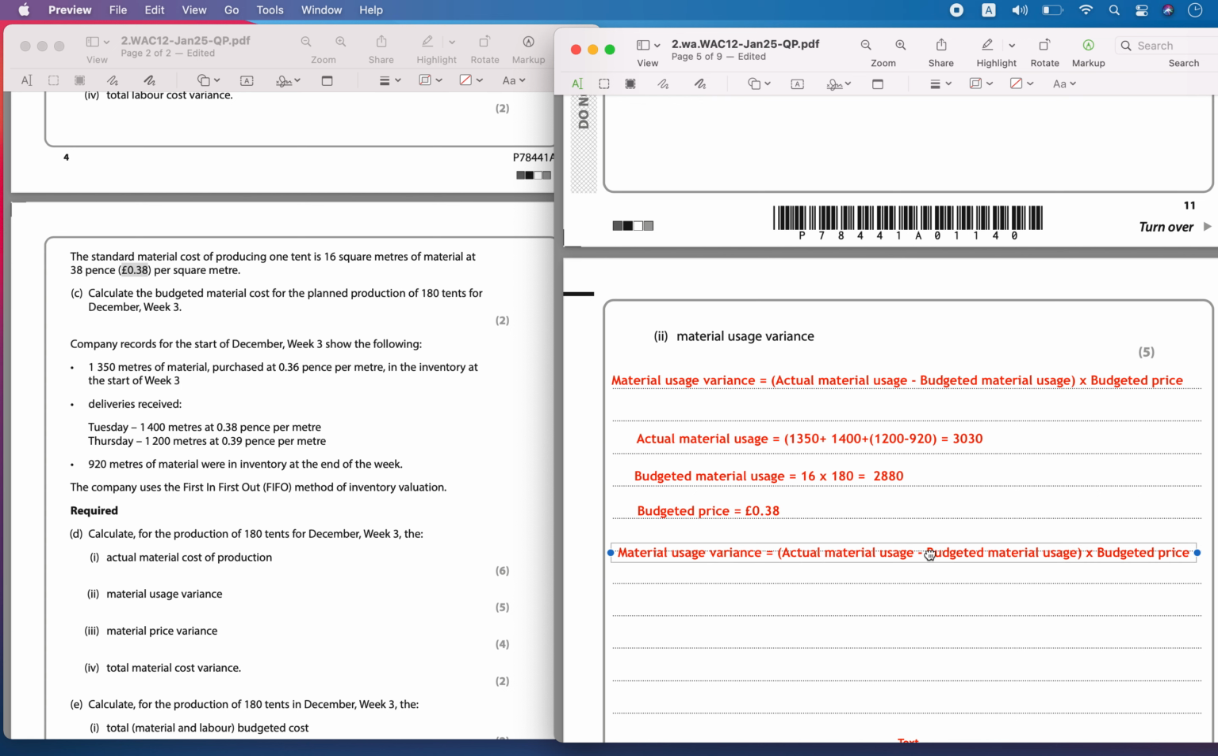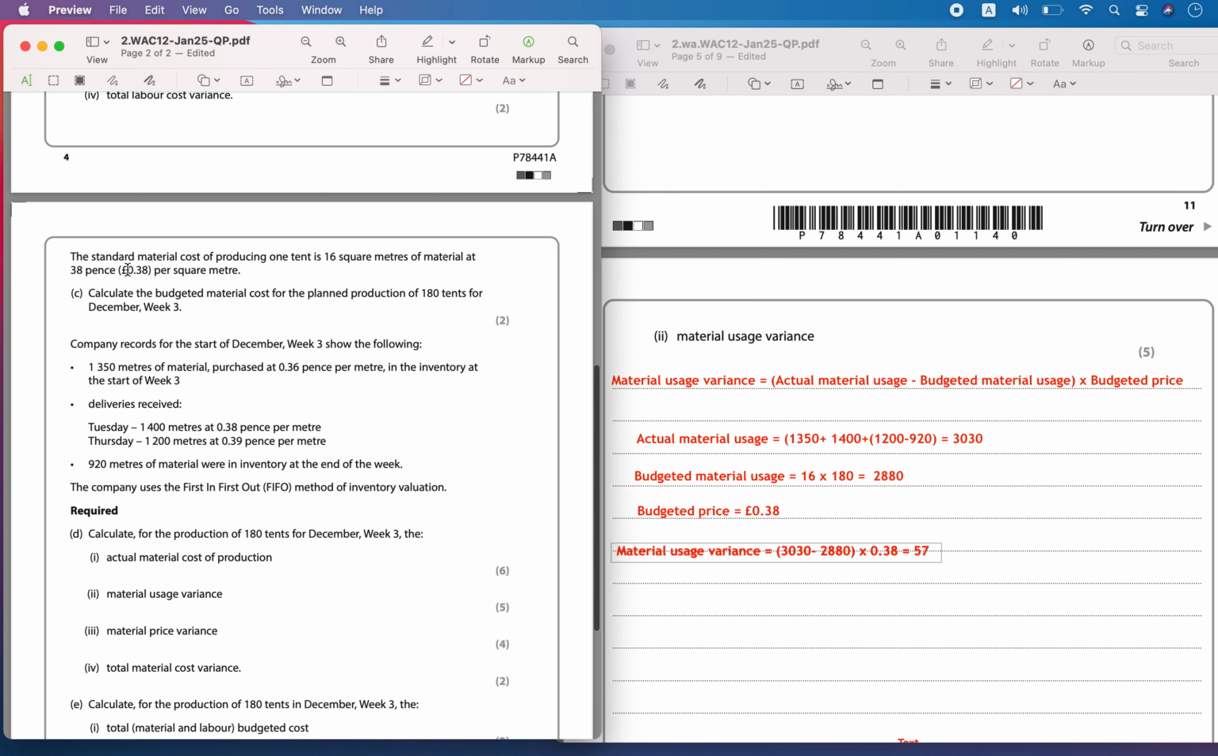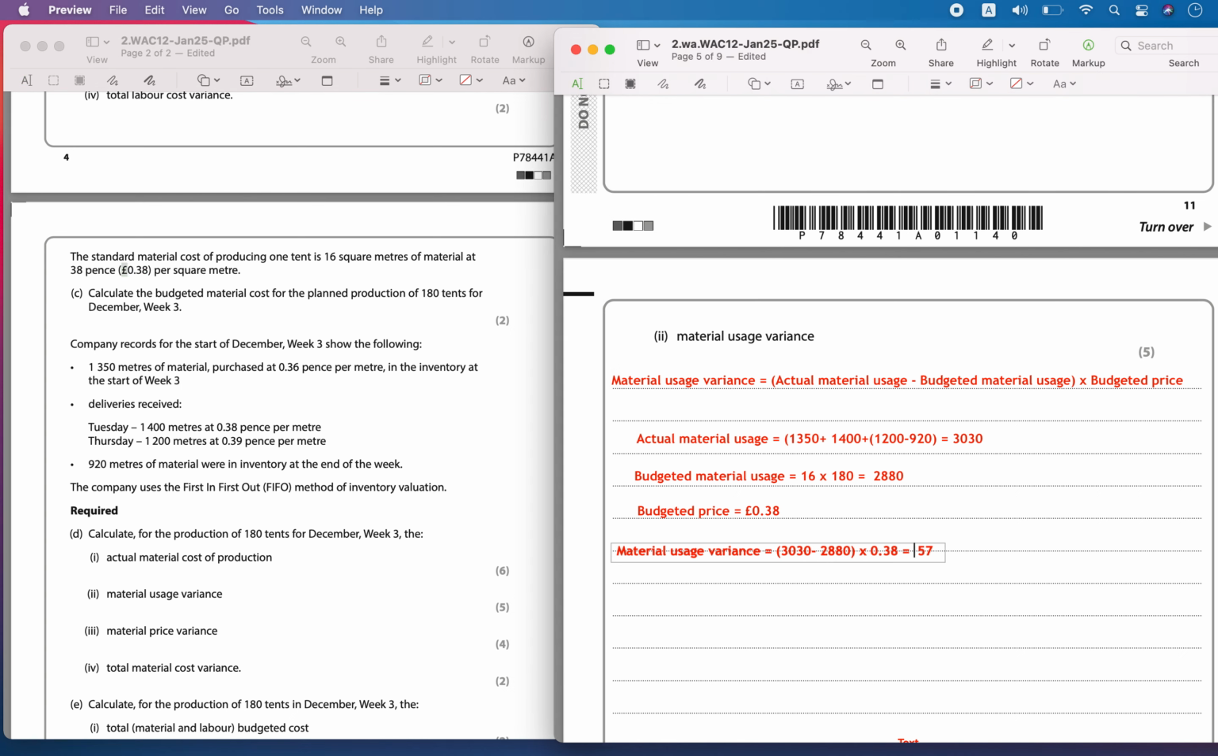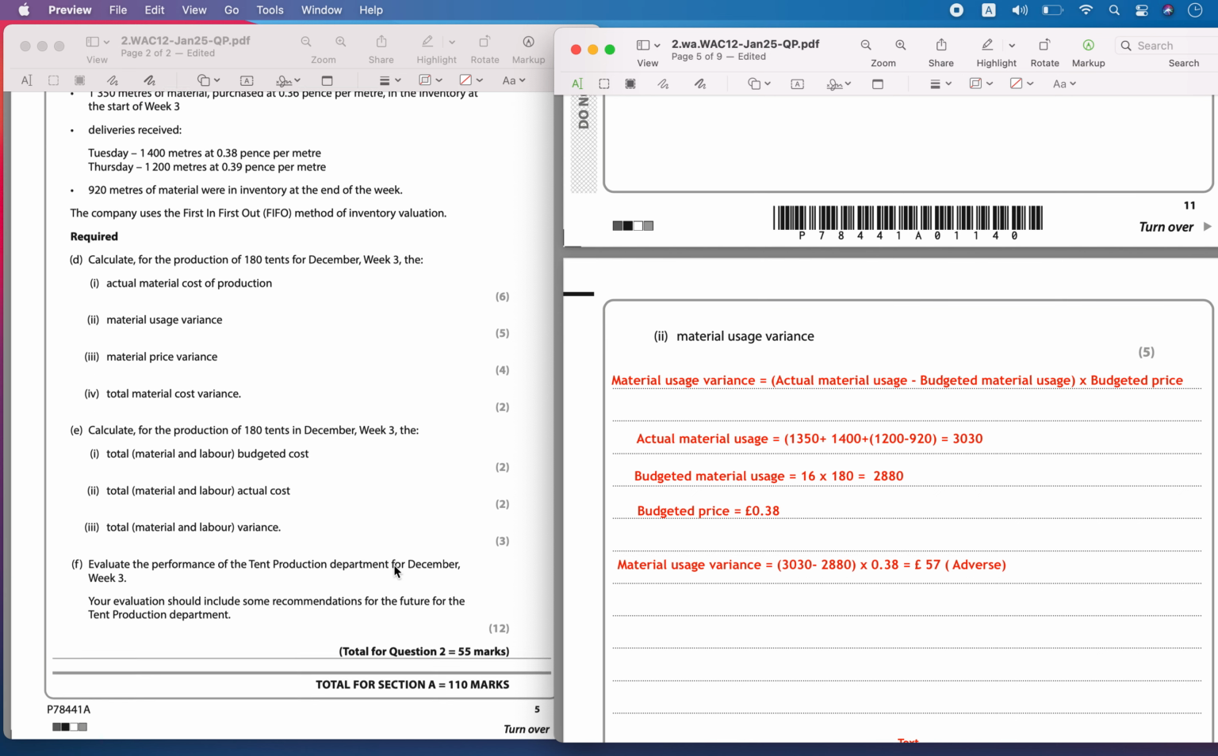Now using this we have to calculate the material usage variance. Actual material usage is 3030, budgeted material usage is 2880, times the rate which is 0.38. That is equal to 57 pounds. So 57 pounds was the material usage variance. Here also the quantity consumed has become more than the budgeted. Whenever it is more, an adverse variance has happened. You should say it as adverse variance.